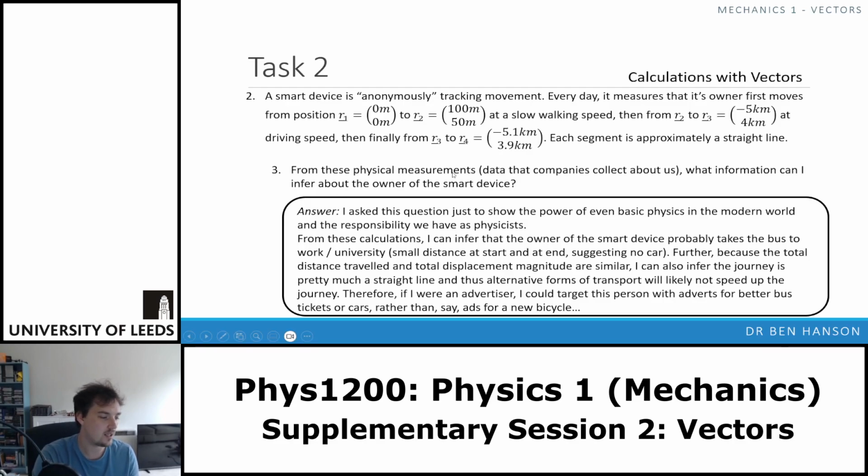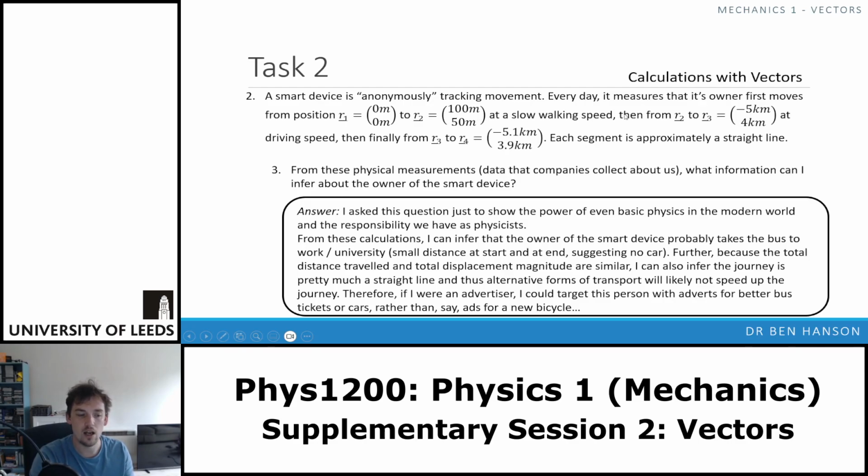So it's important that we think about the ethics right now, because from these calculations I can infer the owner of this smart device probably takes the bus to work or university, right? Because they walk a little bit to start with, but it's 100 metres. No one's car's parked 100 metres away from their house, but bus stops are 100 metres away from people's houses. People choose where they live based on where bus stops are. So R1 to R2, I might infer, is the distance to the local bus stop, right?